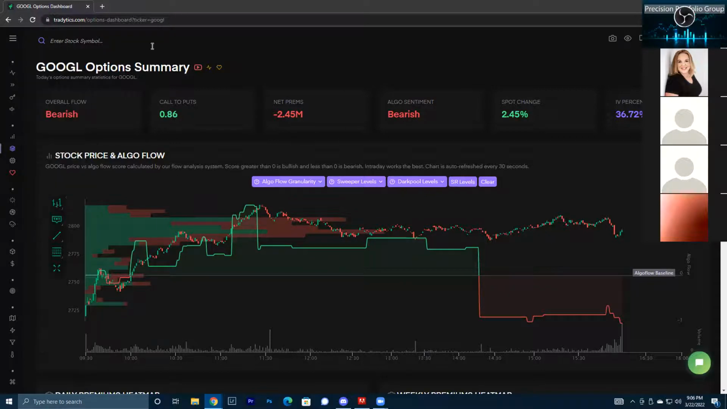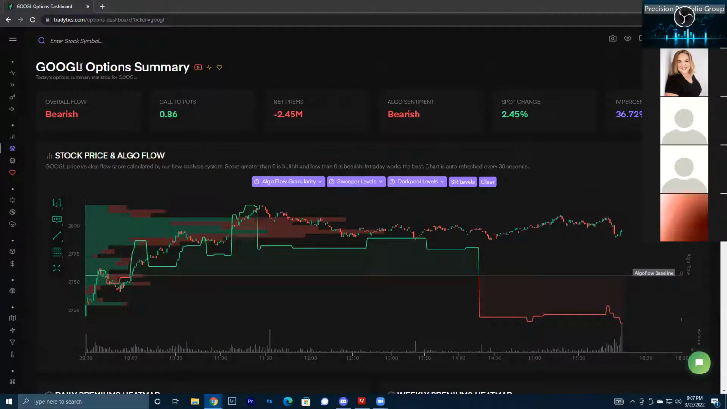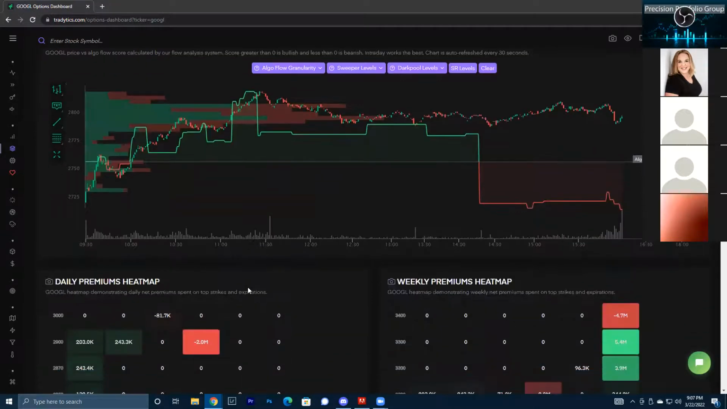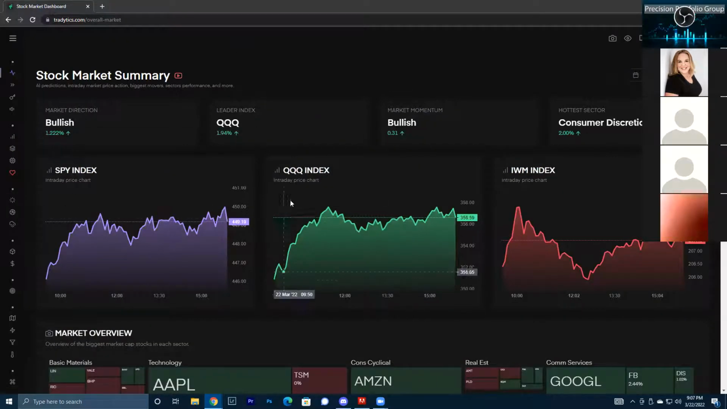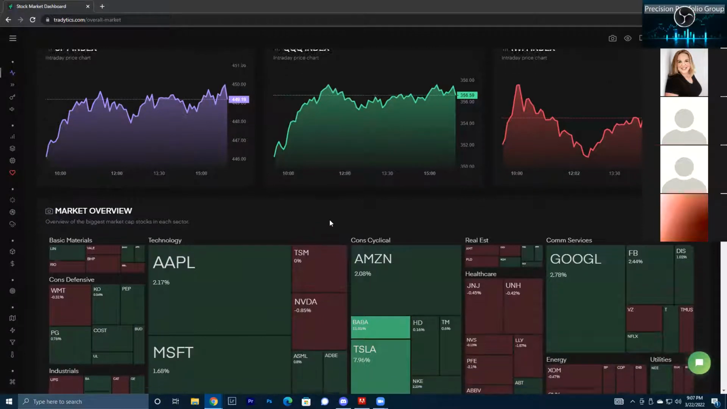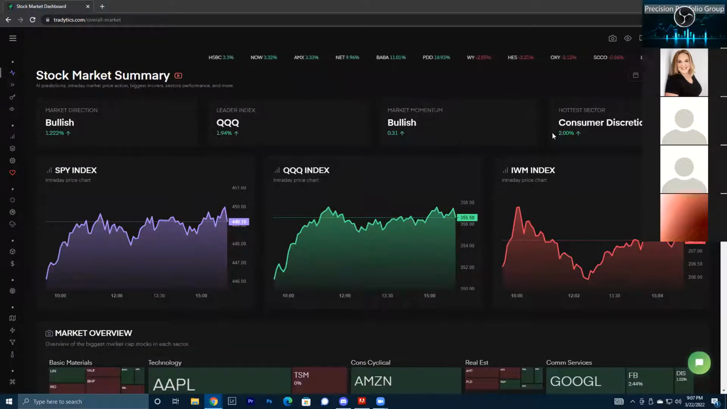It is an algorithm platform for options alone, and it tells you exactly, pertaining to the ticker or stock that you're looking at, basically all the information you need to move ahead with your game plan. For instance, they have a market dashboard, which will tell you what's going on with the stock market throughout the day. They give you the top three: the SPY, QQQ, and IWM indexes. These are ETFs, and it shows you exactly how they're doing throughout the day.